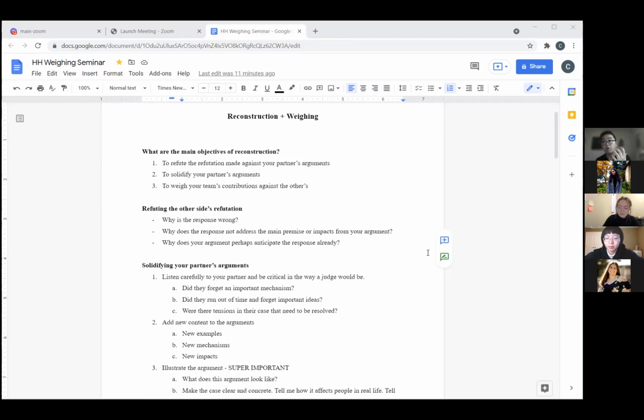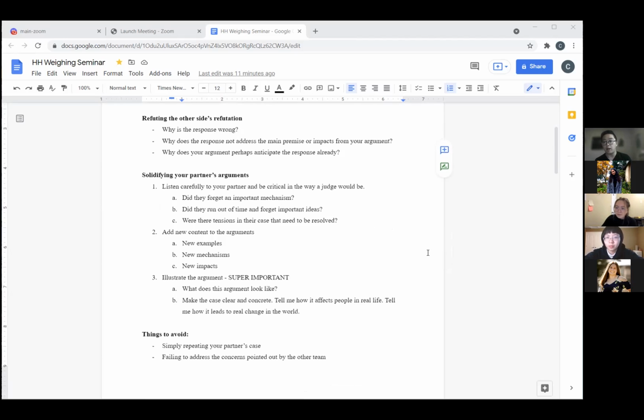Within that, there's also an opportunity to add new content to the arguments, which looks like new examples, new mechanisms, and new impacts. But the final part that is super important is illustrating the argument. What does this argument look like is a question that you should be actively saying out loud and actively answering during your speech. Make the case clear and concrete. Tell me how it affects people in real life. Tell me how it leads to real change in the world.